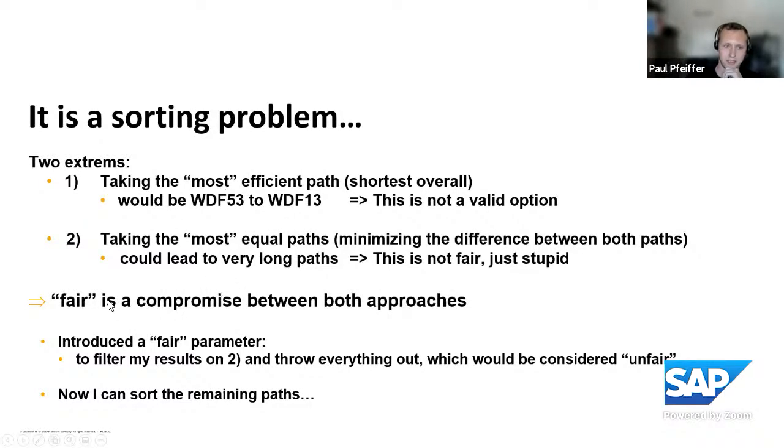What I did was introduce a fair parameter into my script, because I wanted to keep the ambiguity about fair, so that the person who uses my script can decide what is fair for him. Translating that to SQL, it's a filter which throws out everything I would consider unfair, and then I resort the remaining paths by the overall length. If that sounds a bit confusing, I will just show you how this is done.